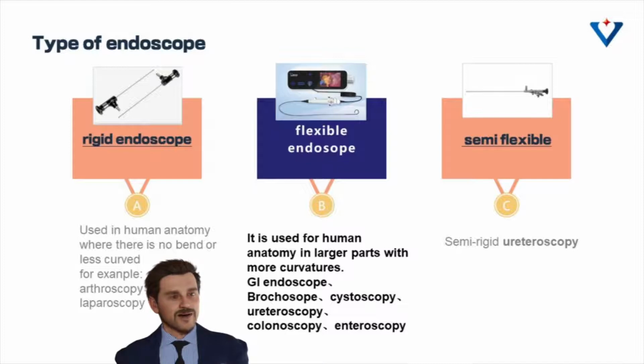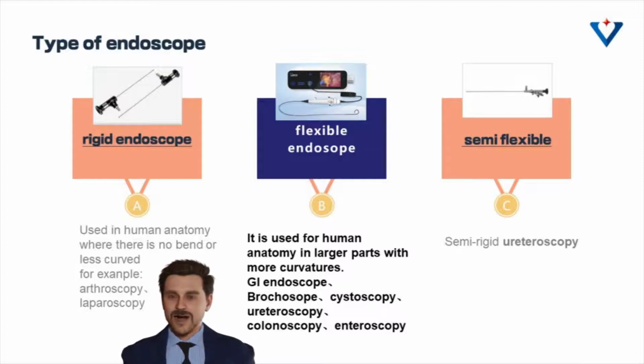Rigid endoscope is used in human anatomy where there is no bend or less curve, for example arthroscope, laparoscope. Flexible endoscope is used for human anatomy in larger parts with more curvatures. For example, GI endoscope, bronchoscope, cystoscopy, ureteroscopy, colonoscopy, enteroscopy. Semi-flexible, there is only one semi-flexible endoscope. It's semi-rigid ureteroscopy. It needs more flexibility than a rigid endoscope.